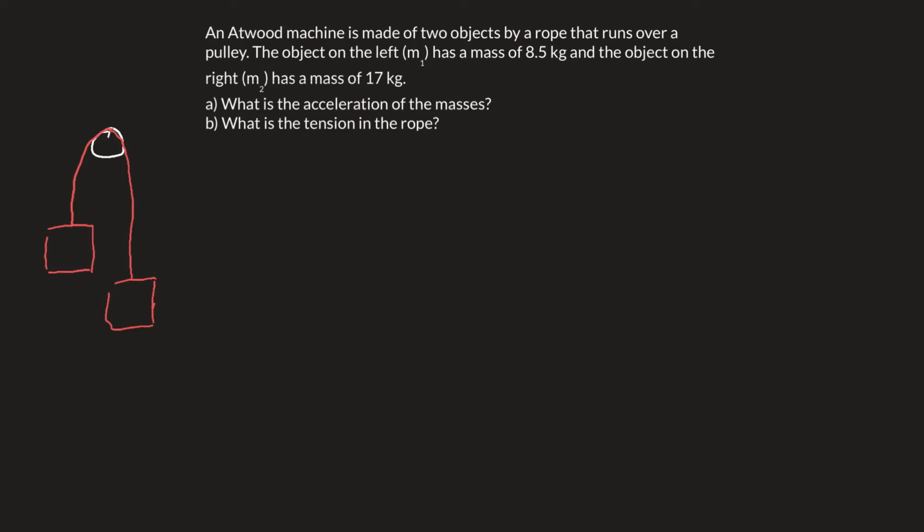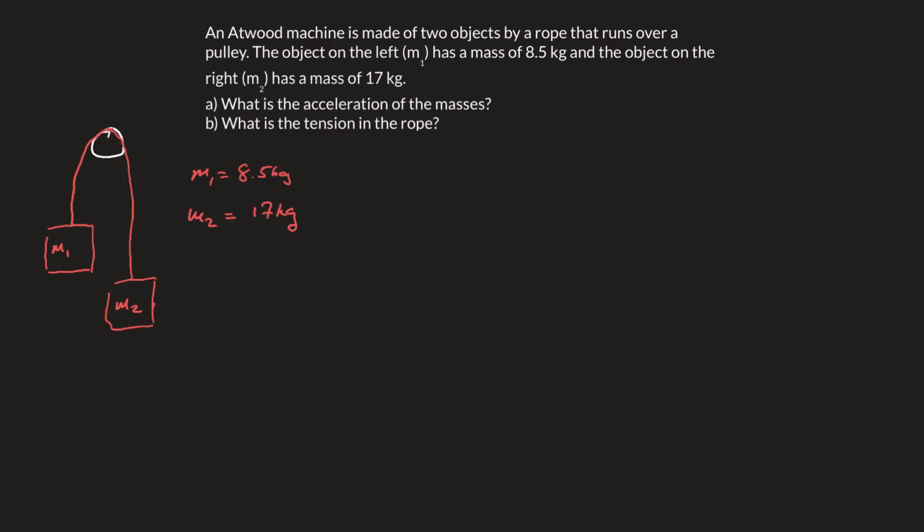So in this case, the Atwood machine runs over an object on the left, which is M1, and that has a mass of 8.5 kilograms. And on the right, we have M2, which has a mass of 17 kilograms. M1, 8.5, M2, 17. We're looking to find the acceleration of the masses as well as the tension in the rope.